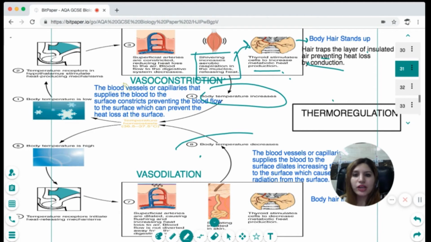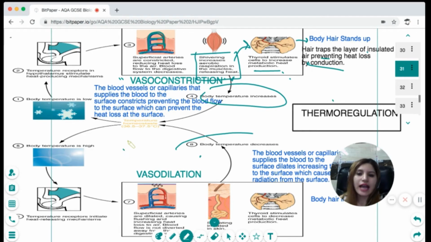And you must have seen your body tends to get blue. Why? Because of vasoconstriction. When the temperature becomes too low, the capillaries that supply blood to the surface of the skin constrict. They reduce the blood flow to the surface. As the blood flow to the surface is reduced, the blood can lose less heat due to radiation.